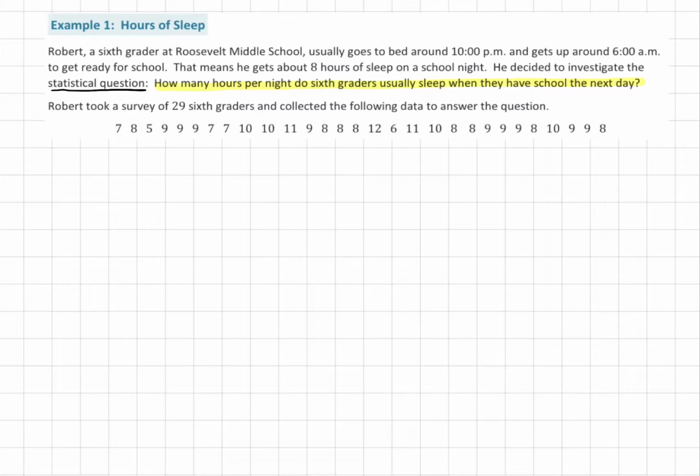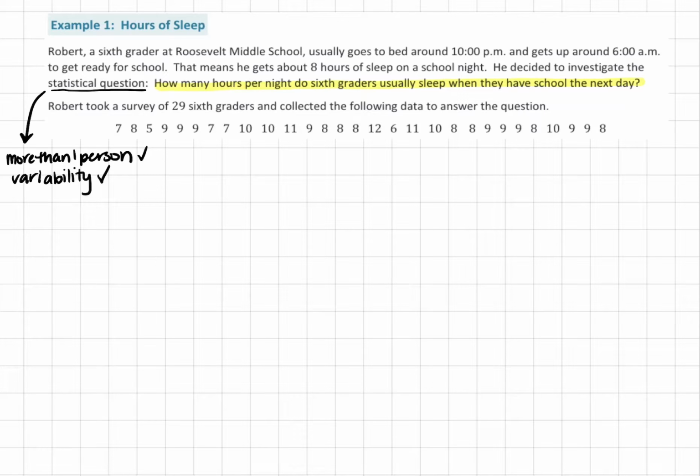Reminder: a statistical question asks more than one person for an answer, and those answers are normally different, which means that the data has variability. We can see that this statistical question does have variability because it asks all the 6th graders, and not every 6th grader is going to get the same amount of sleep every night.